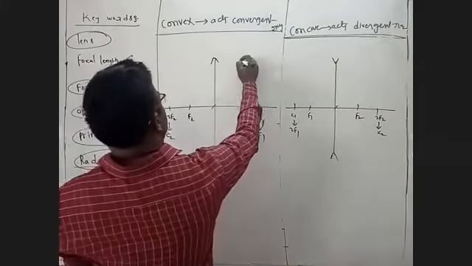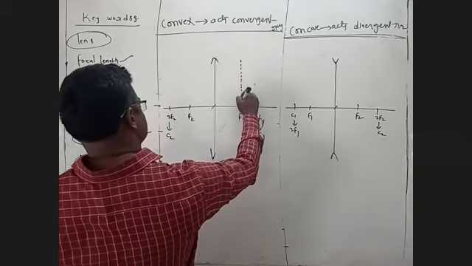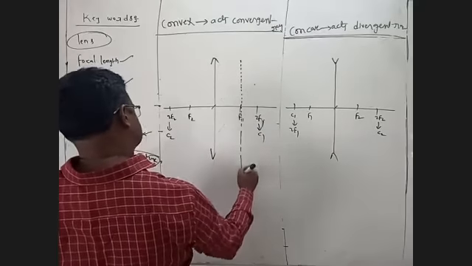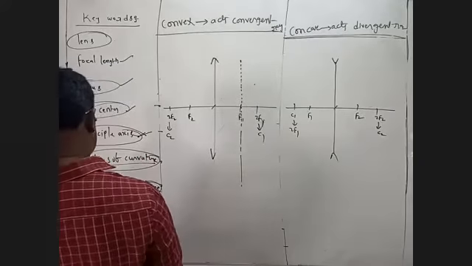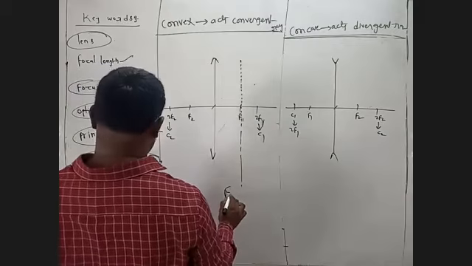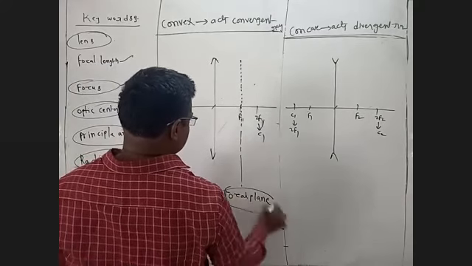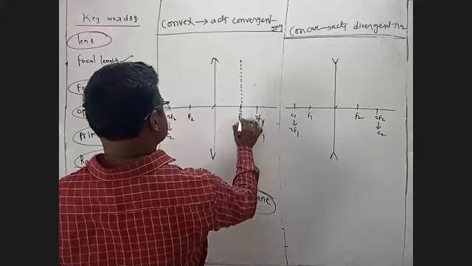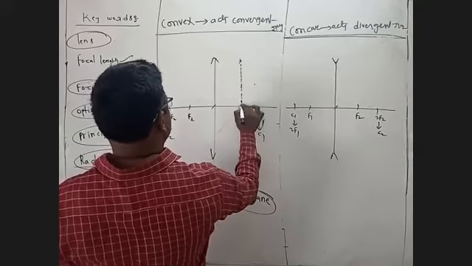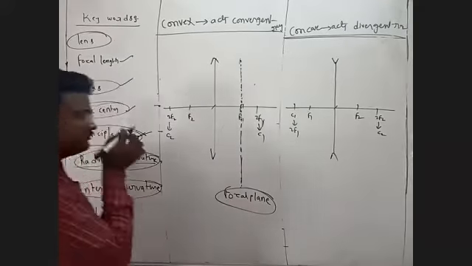So this line passes here because this is called the focal plane. This line passes through the F1. It is perpendicular to the principal axis. We call it the focal plane.